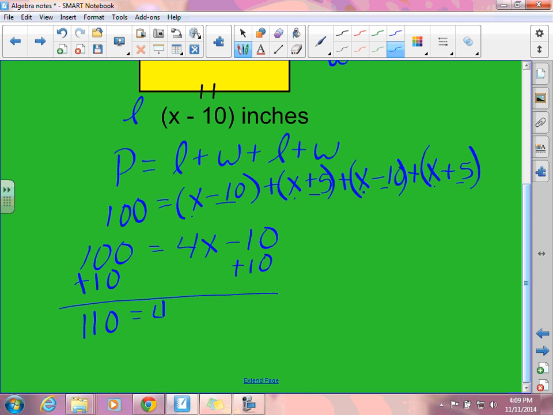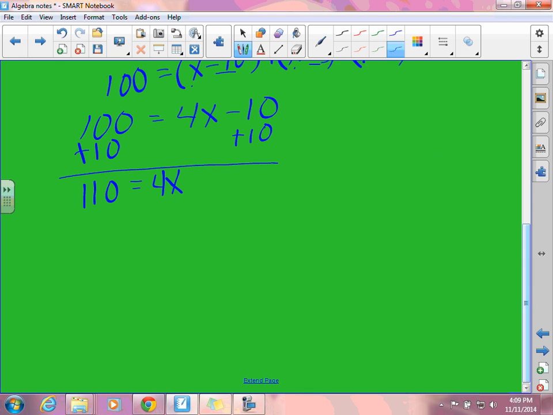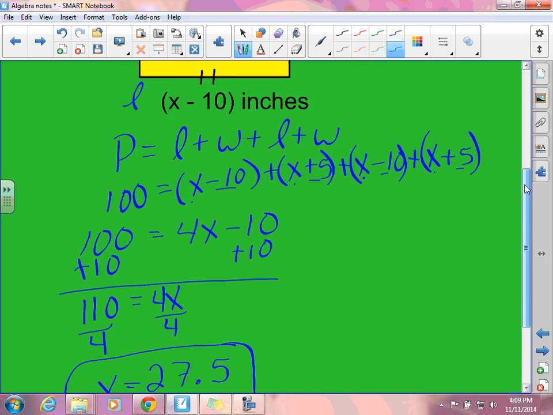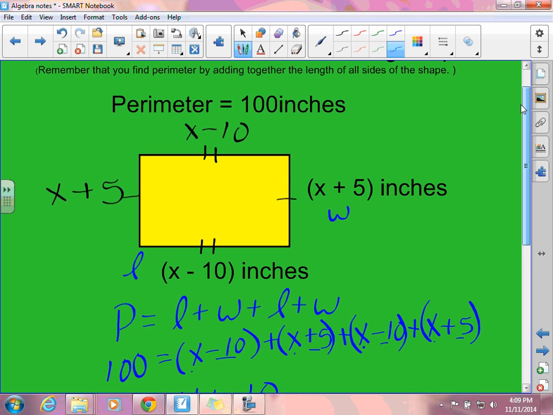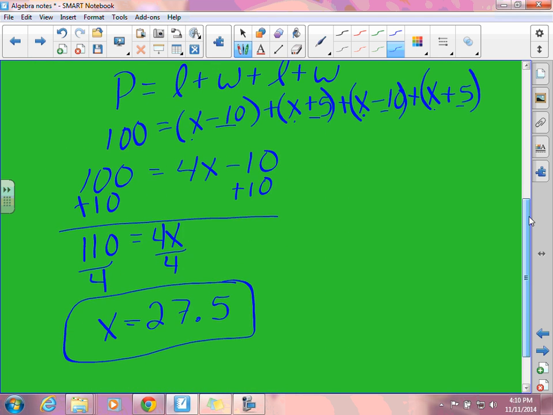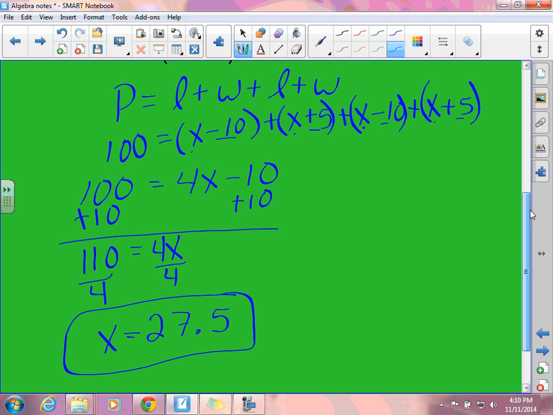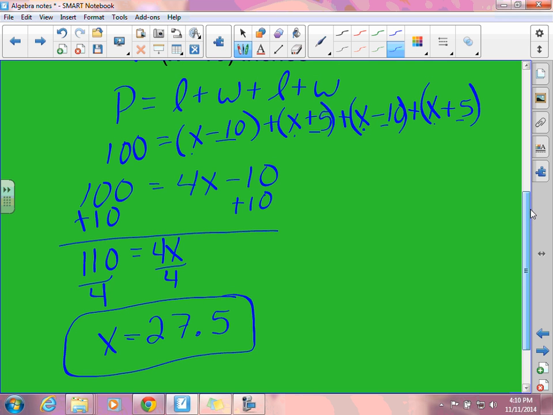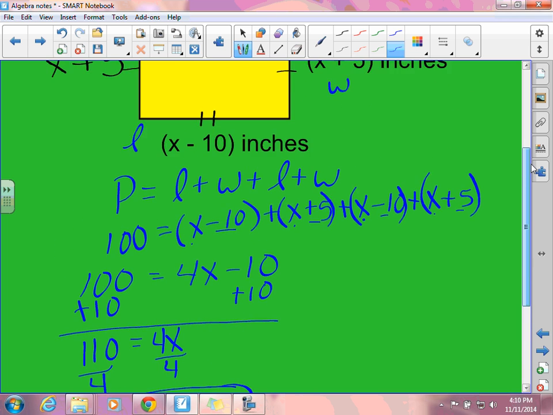And x ends up being 27.5. All right, and the question asked me to find x, find the value of x. So x is 27.5. If I wanted to find the length of each side, I could go ahead then and take 27.5 and plug it in for my x's on either of the sides, and I can actually find out the distance of each side or the length of each side.